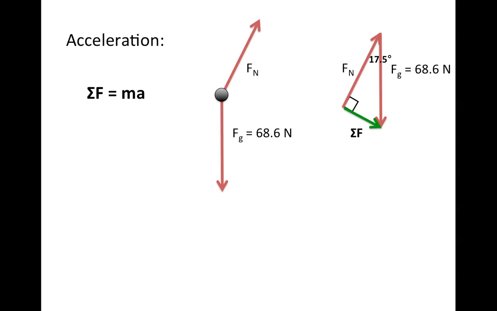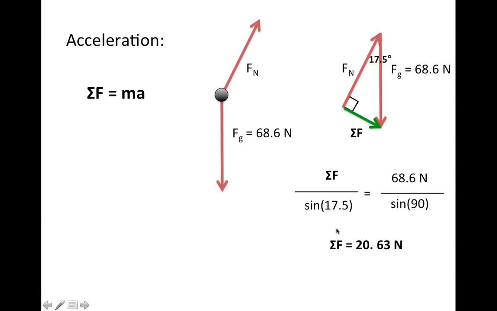It's a right triangle, which means you can use SOHCAHTOA for your trig functions, but I'm going to do this with law of sines just because y'all seem to really like that. So I have the sum of force, the net force, which is what I want, and the angle across from it is 17.5. So I'm going to divide that by the sine of 17.5, and that's going to equal, and the only other side I know is weight, so it's going to be 68.6 newtons, and the angle across from that happens to be 90, which is really nice. Okay, and so I'm going to solve for the sum of force by multiplying both sides by sine of 17.5, and I get that the net force is 20.63.